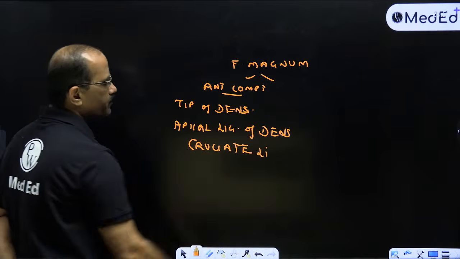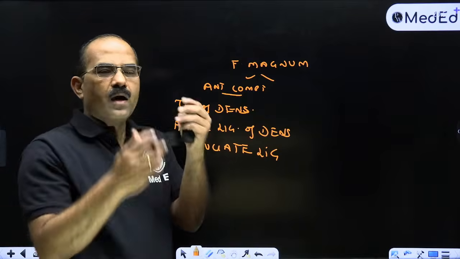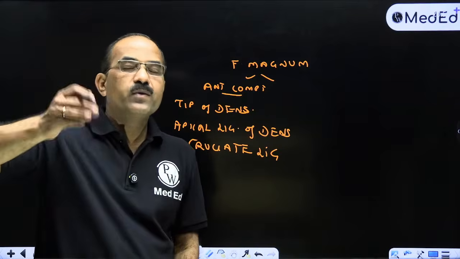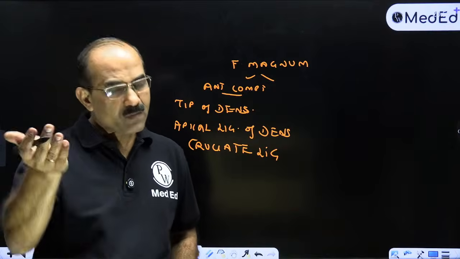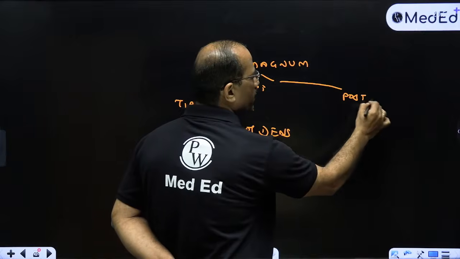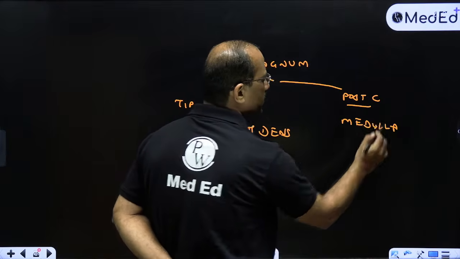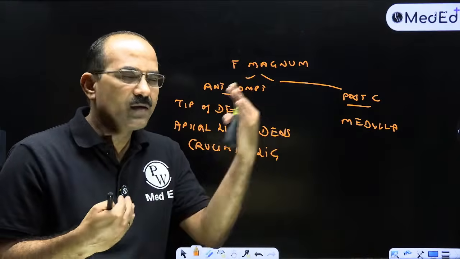Cruciate ligament. Now this dens is the second cervical vertebra. The dens is in front; do you know who is behind it? Medulla. What passes to the posterior compartment? This is the posterior compartment. What passes is the medulla. Okay, just try to understand this. This medulla is exactly behind the dens.